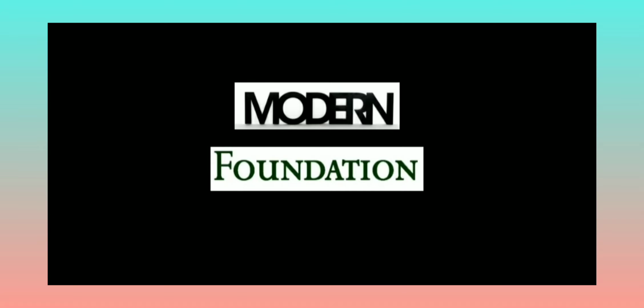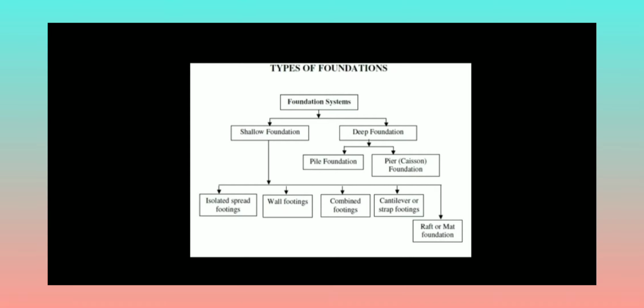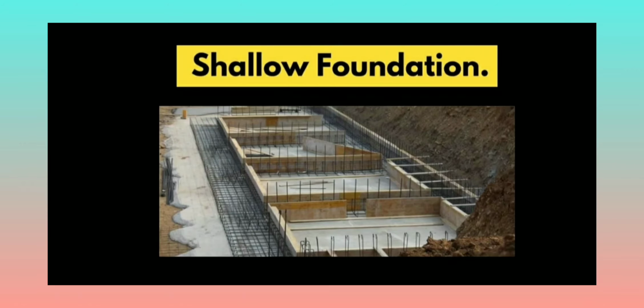It is generally divided into shallow foundation and deep foundation, which refers to the depth of the soil at which it is placed. Shallow foundation: the width of the foundation is greater than the depth. Here depth is low, so it is economical and it is the popular type, used for lightweight structures. The types of shallow foundation: isolated spread footing, wall or strip footing, combined footing, cantilever or strap footing, raft or mat foundation.